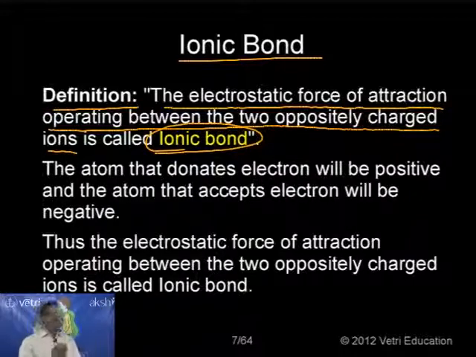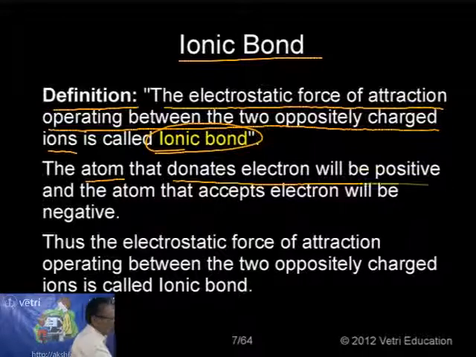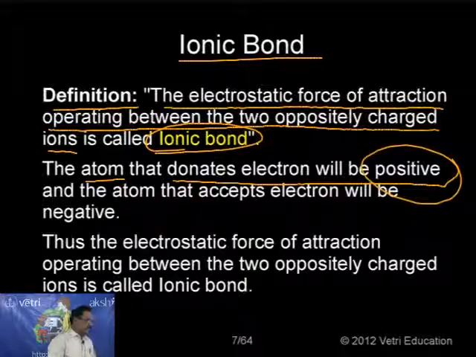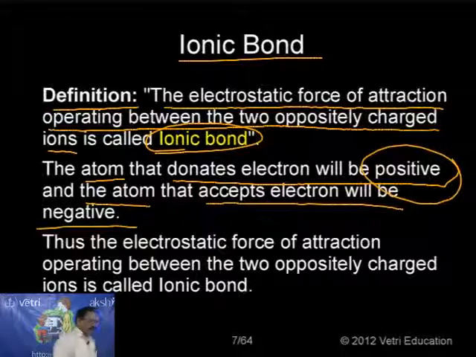The electrostatic force of attraction operating between two oppositely charged ions, a positive ion and a negative ion, is called an ionic bond. Here, the atom that donates an electron will be positive, and the atom that accepts an electron will be negative.